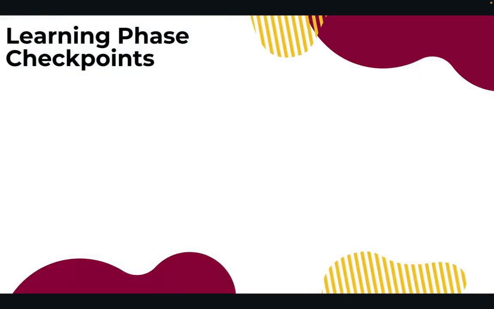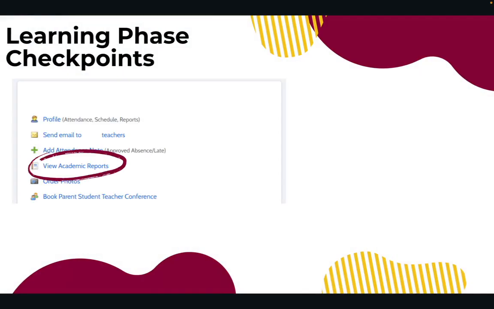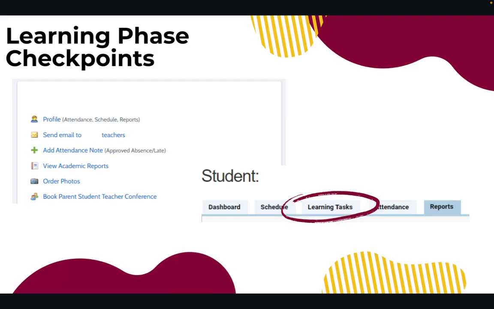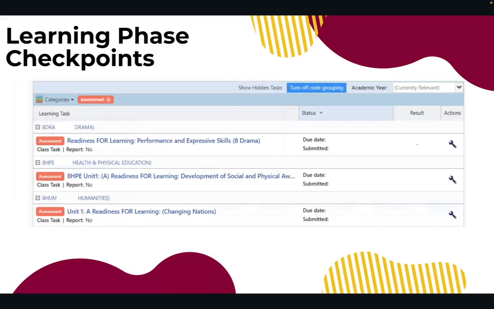To access learning phase checkpoints from the homepage on Compass, once again, click on View Academic Records. Then, select the Learning Tasks tab on the next page. Once selected, you will then see a list of learning tasks from each subject. To ensure that you are viewing the learning phase checkpoints, please use the filters and only have assessment selected.